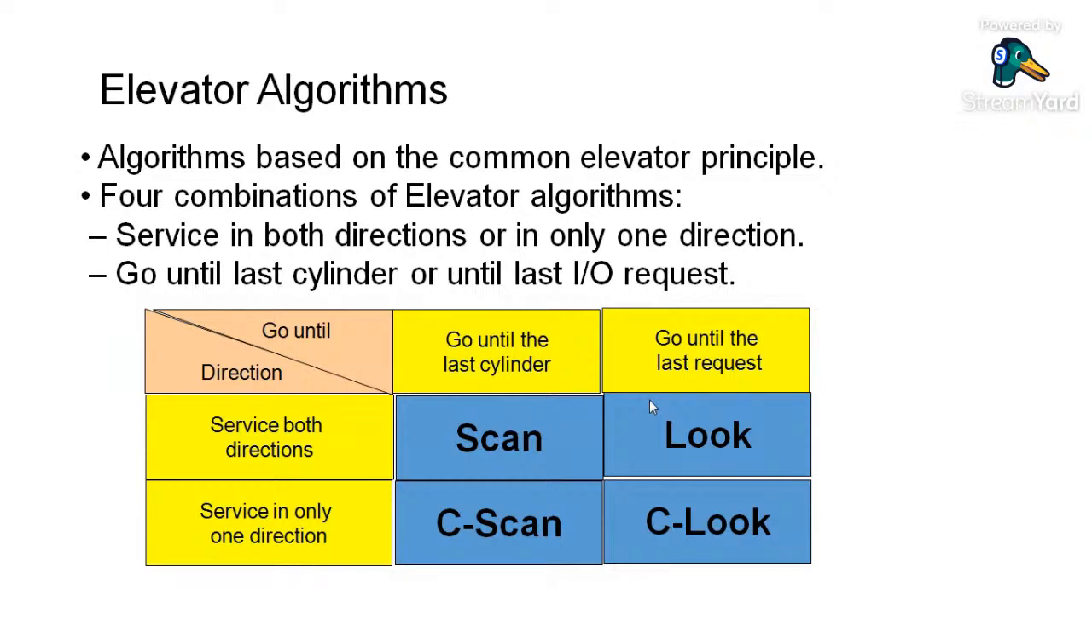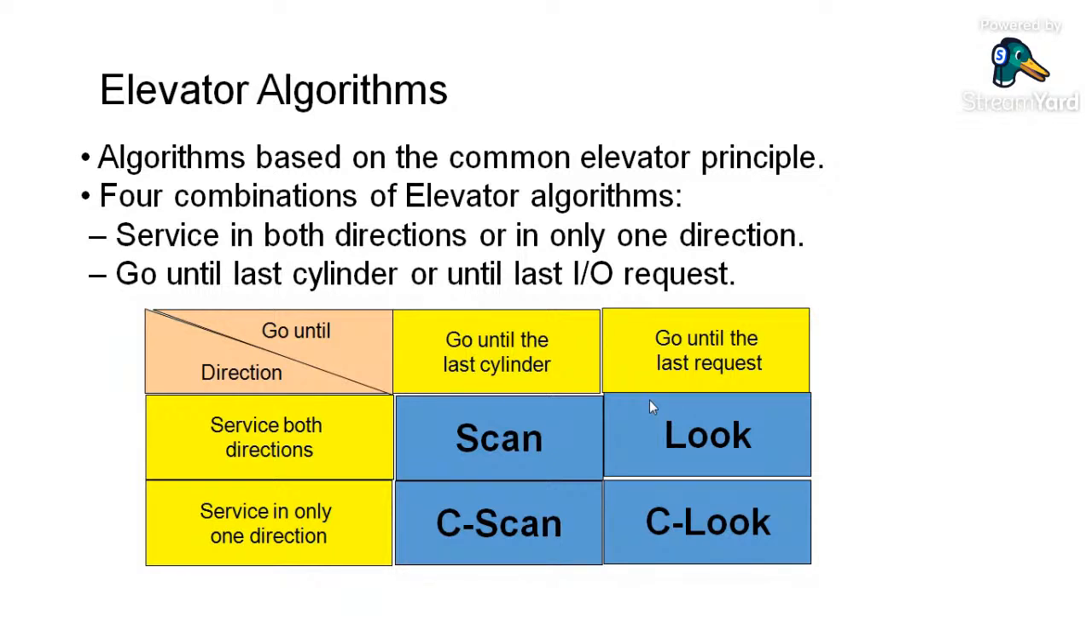They service in both directions or in only one direction, means it is going to serve either in left or right or in both directions, and go until the last cylinder or until the last input output request is satisfied. So from the diagrammatic representation, we come to know that the SCAN algorithm goes until the last cylinder. It is going to serve the requests up to the last cylinder, and it may serve in both directions. Now, what about C-SCAN? C-SCAN goes until the last cylinder and services in only one direction, maybe the right direction or maybe the left direction.